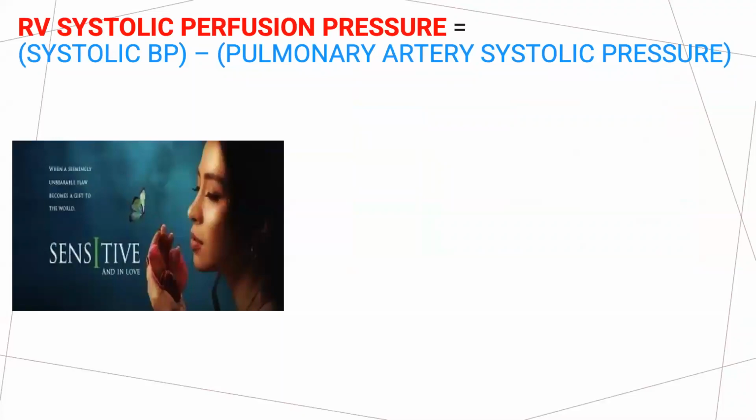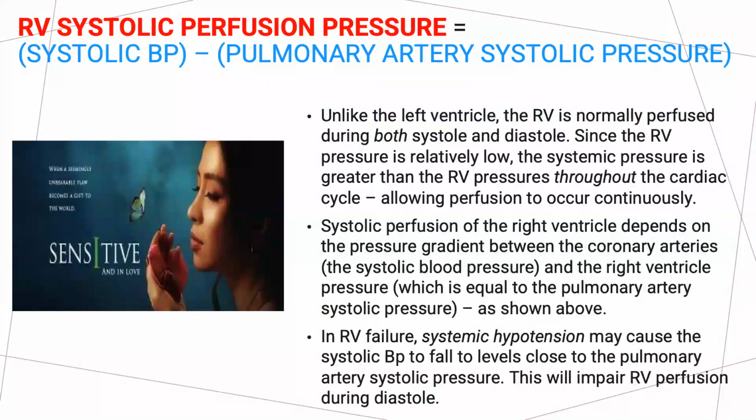Another physiological concept is called the RV systolic perfusion pressure, which is the difference between systolic blood pressure and the pulmonary artery systolic pressure. It is very important to emphasize that to improve RV systolic perfusion, we either increase systolic blood pressure or decrease pulmonary systolic pressure. So one of our goals in RV resuscitation is to increase systolic blood pressure, and at the same time, to decrease pulmonary artery systolic pressure or pulmonary hypertension.